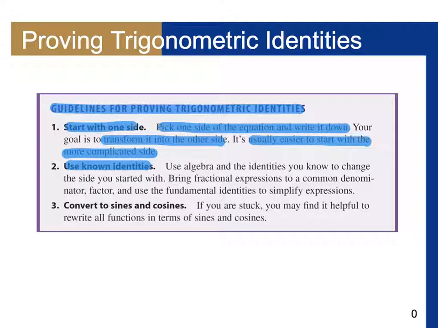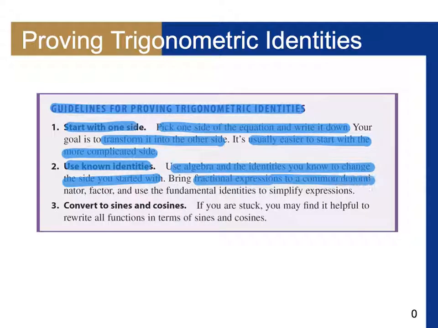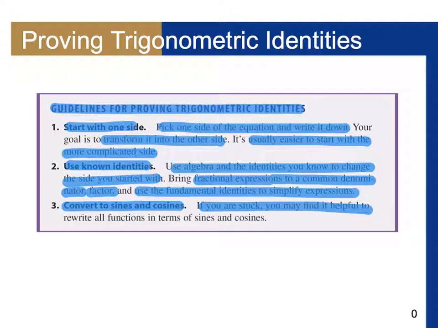Okay, so change the side. Use these identities to change the side you started with. Make sure we use fractional expressions, bring them to a common denominator, factor, and use fundamental identities to simplify. So we're going to use the identities that we looked at in the first slide to simplify. Okay. Convert to sines and cosines. That's a good rule of thumb too. Generally, we're going to try to put everything in terms of sine and cosine. So if you're stuck, you might find it helpful to rewrite these functions in terms of sine and cosine. So we have just those two functions. Sometimes not, but for the most part, that works.